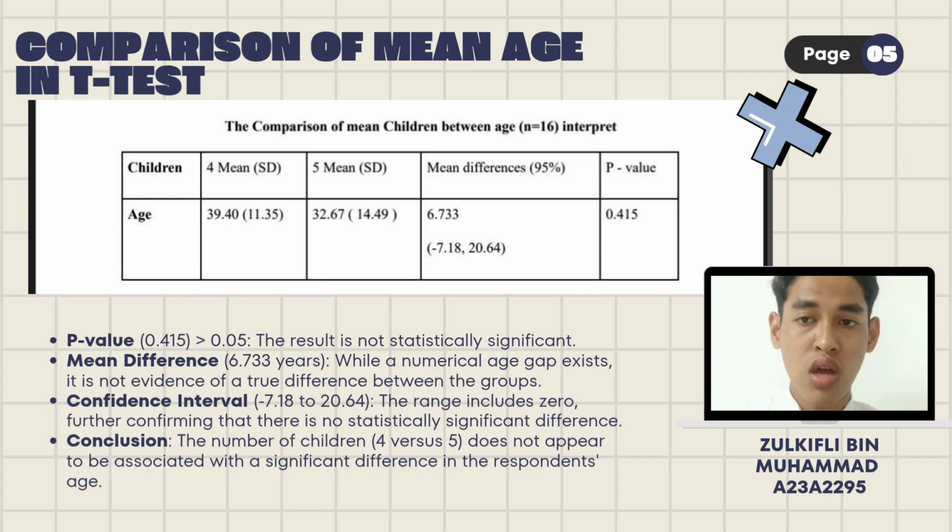However, when we look at the p-value, which is 0.415, we can see that it is much higher than the significance level of 0.05. Therefore, this difference in age is not statistically significant. In conclusion, we do not have sufficient evidence to claim a true difference in mean age between the two groups. We can consider the age distribution of the two groups to be similar.